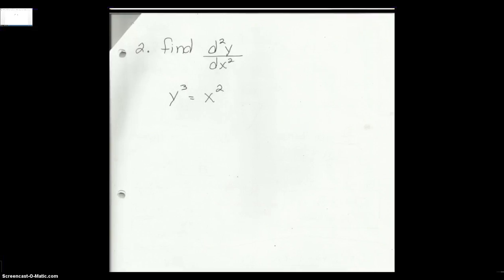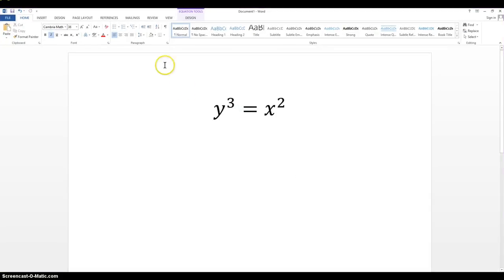Alright, number 2 basically says find the second derivative of y cubed equals x squared. Okay, so let's go ahead and start with that. We have y cubed equals x squared right here.